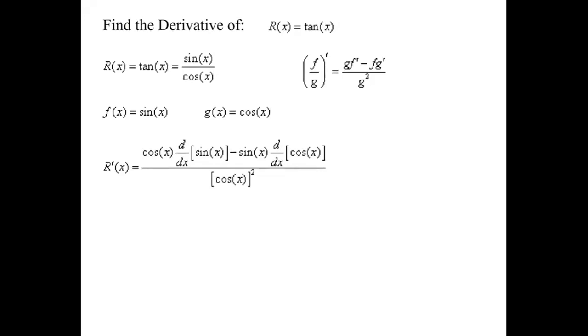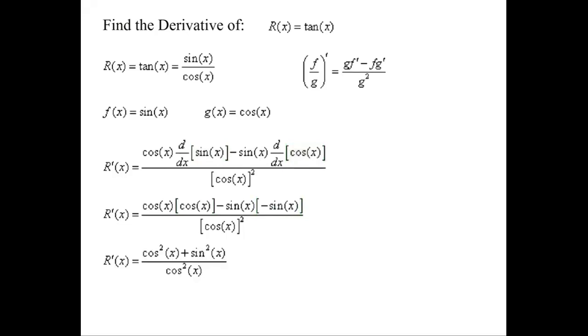So applying appropriate differentiation rules, we get that the derivative of sine is cosine, and the derivative of cosine is negative sine. Simplifying the expression gives us the following. Now here, we could rewrite the expression cosine squared plus sine squared of x using one of the trigonometric identities back from pre-calculus class. Remembering that the identity cosine squared of x plus sine squared of x equals 1, we can substitute the numerator with just 1.